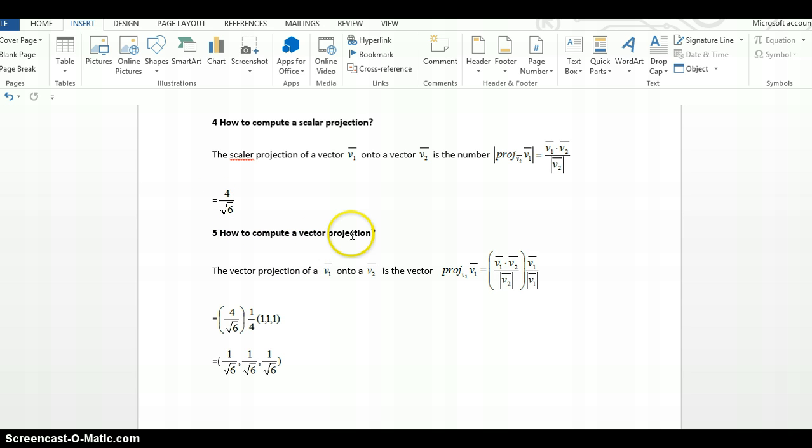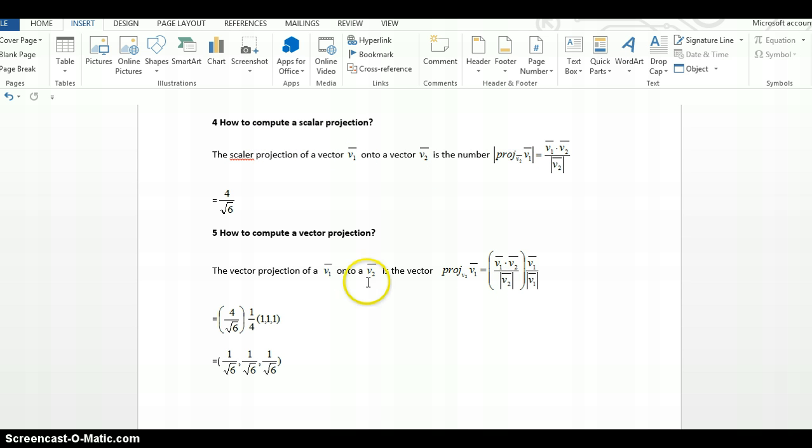How to compute a vector projection? Actually, what we did here is the scalar projection of this vector onto this. The vector projection is really different from the scalar. The scalar projection therefore is a number, that's why we arrive with a number. But the vector projection of one vector onto another vector is a vector. The scalar projection of one vector onto another, as the names imply, is a scalar.